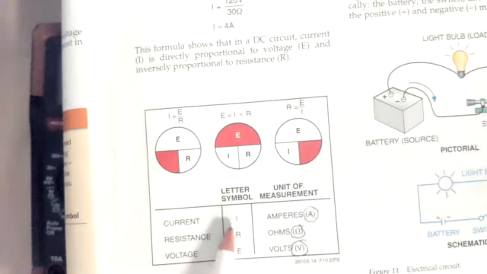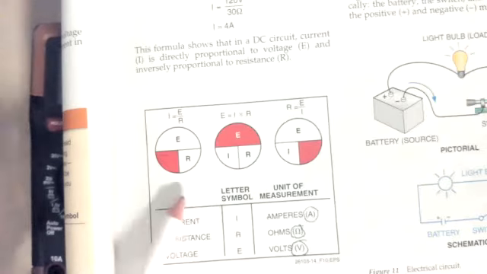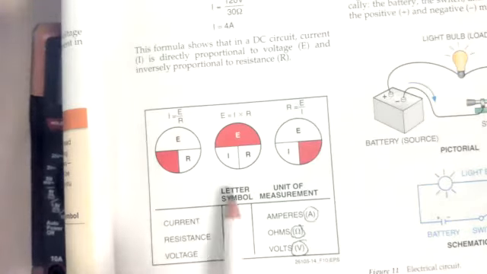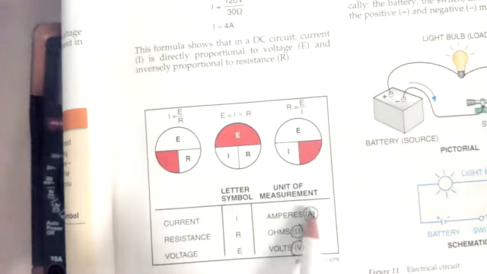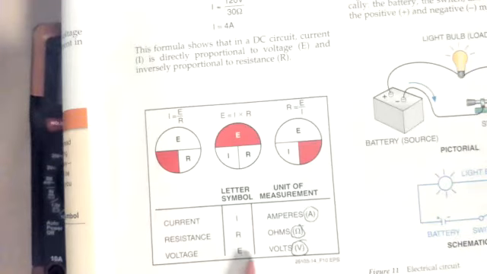Now it's good that you know that, okay? That is good to have in the back of your brain so that if you run across E, I, or R, you at least understand what's going on. But in real life, current measured in amperage is an A. Resistance measured in ohms is this omega symbol. Voltage measured as electrical pressure is volts, V for volts.